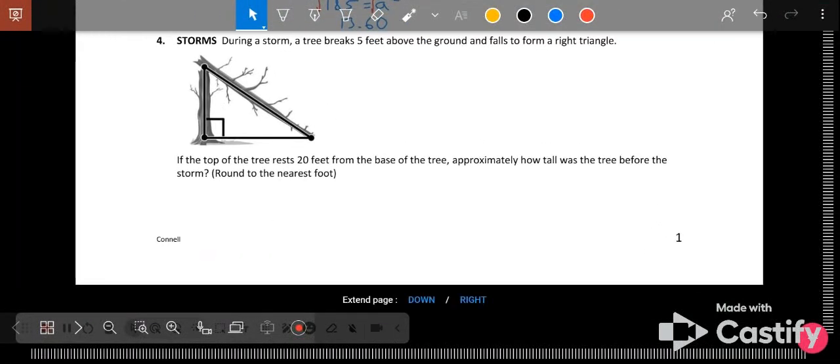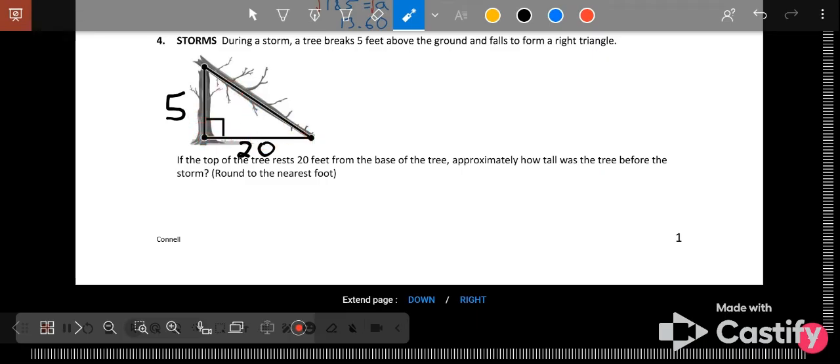Number 4, during a storm, a tree breaks 5 feet above the ground and falls to form a right triangle. So we know right now this is 5 feet above the ground. If the top of the tree rests 20 feet from the base of the tree, so the top of the tree is right here, the base is back here, and so this right here is our 20 feet. Approximately how tall was the tree before the storm?